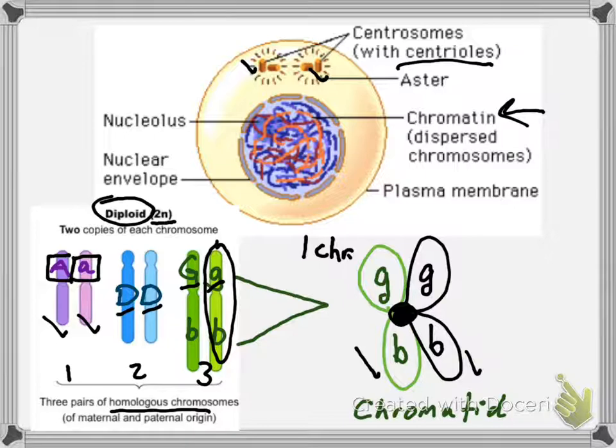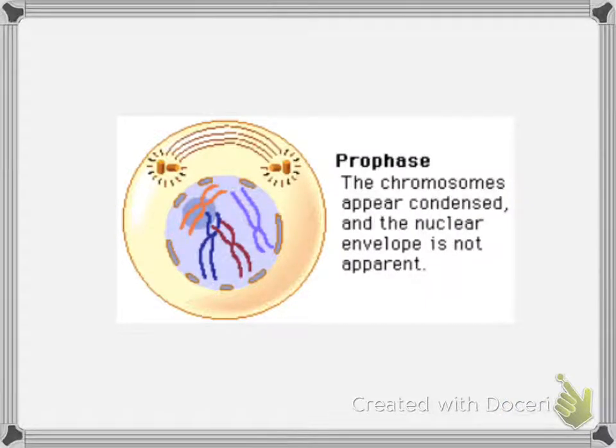So the pairs are duplicated. Once the cell leaves G2, mitosis can begin. Mitosis is the 10% of the cell cycle time where the cell is actually going through division. And the first stage of mitosis is prophase.